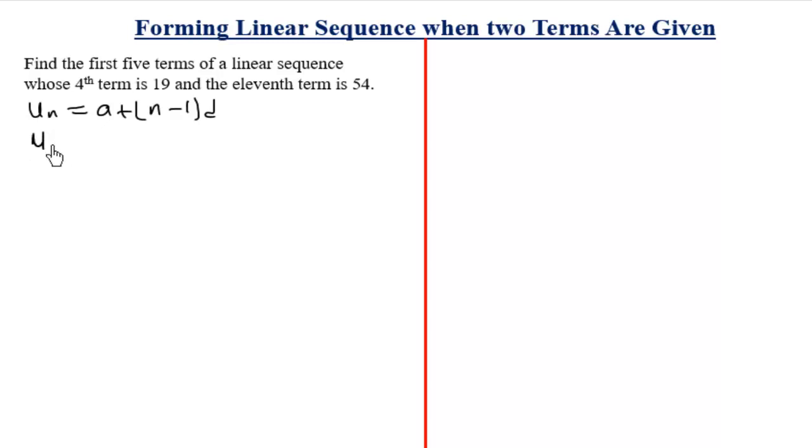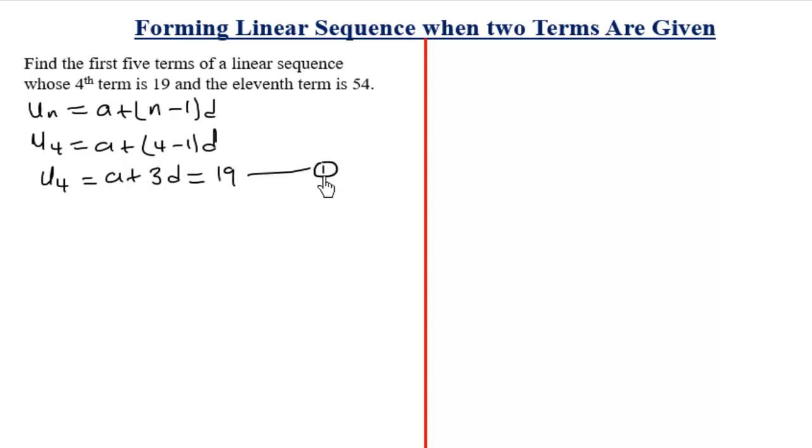So the fourth term is equal to a plus (4 minus 1) multiplying d. 4 minus 1 gives us 3 multiplying d. Now a plus 3d is the fourth term, and the value for the fourth term is 19. So you equate this to 19. This gives us the first equation.